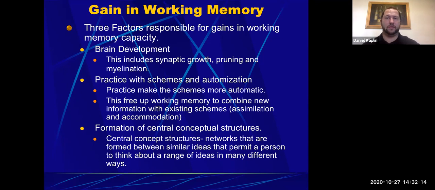Another aspect that explains how working memory becomes easier and easier is practice. The more practice you have with a mental scheme, the more automatized it becomes, the more automatic it becomes. So it's not as much of a cognitive load. So you easily start doing things because you've had more experience with it. You don't have to think about it.